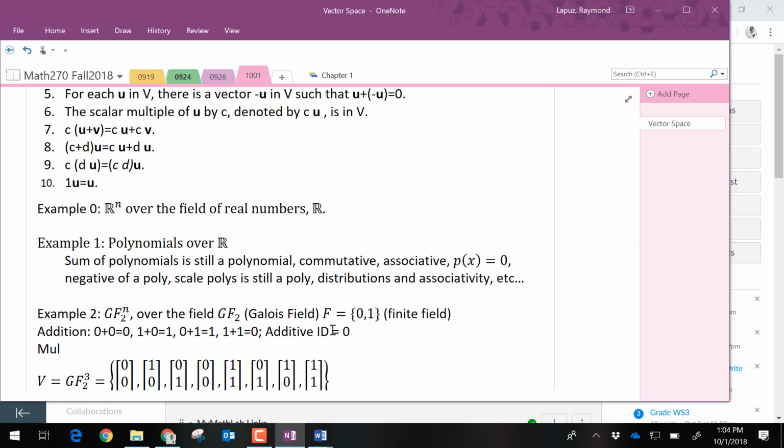Our multiplication, this, by the way, is a commutative field because you can switch the order of the multiplication. 0 times 0 is 0. 0 times 1 is 0. 1 times 0 is 0. And 1 times 1 is 1. Multiplicative identity is 1.